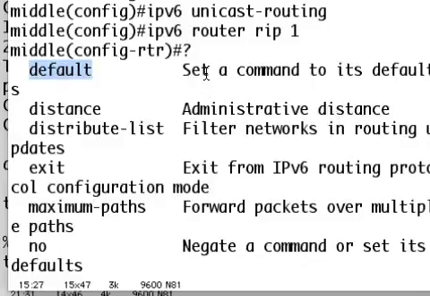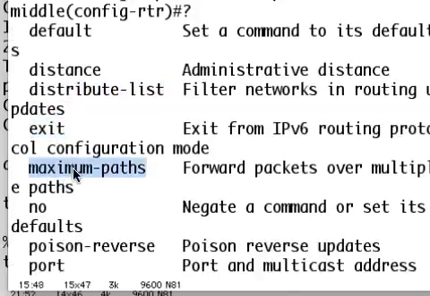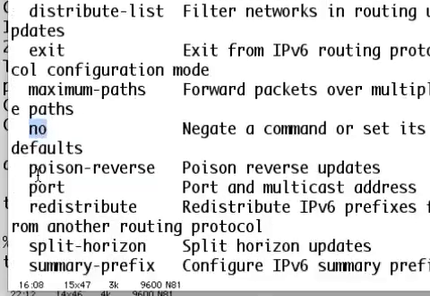And let's see what options we have. We have default, which sets a command to its defaults. We have distance, where we can set the administrative distance, which is the believability of RIPng versus the other IPv6 routing protocols. We can apply distribute lists to filter routes. We can set maximum paths, so that if we have 8 equal cost paths to a destination, the default maximum might be something smaller, like 4. I don't know which one it is. We can increase that. We can negate a command with no.